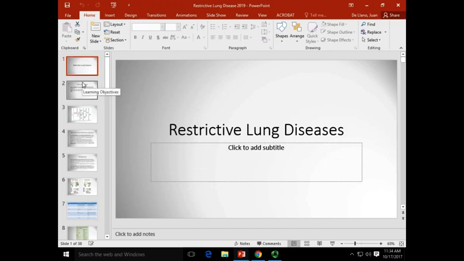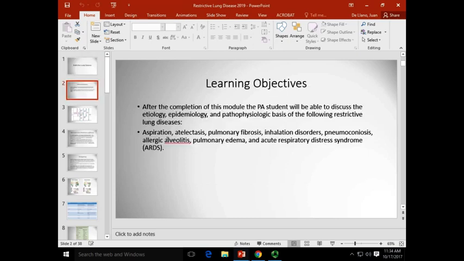Okay, the first thing that we are going to cover in pulmonology is other restrictive lung diseases. We are going to be talking about some pulmonary conditions that produce a restrictive pattern in the pulmonary function tests, which are aspiration of fluids, aspiration of foreign bodies, atelectasis, pulmonary fibrosis, inhalation of different things, pneumoconiosis, allergic alveolitis, pulmonary edema, and acute respiratory distress syndrome. In future lectures, we are going to be studying the obstructive diseases, infectious diseases, and cancers of the lungs.